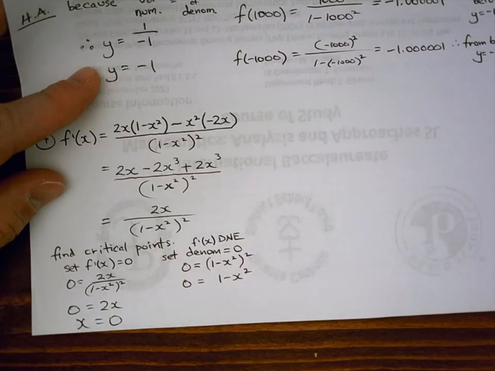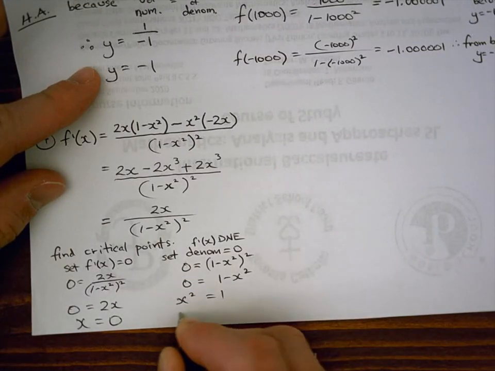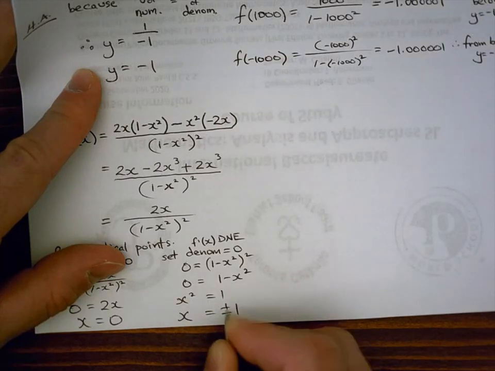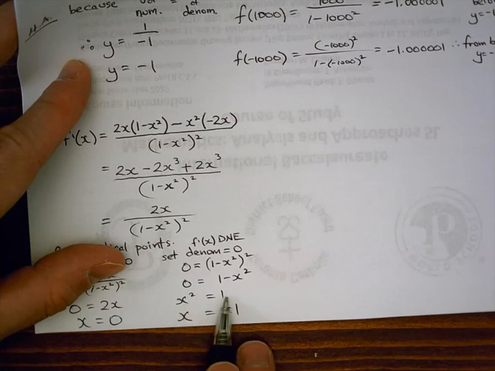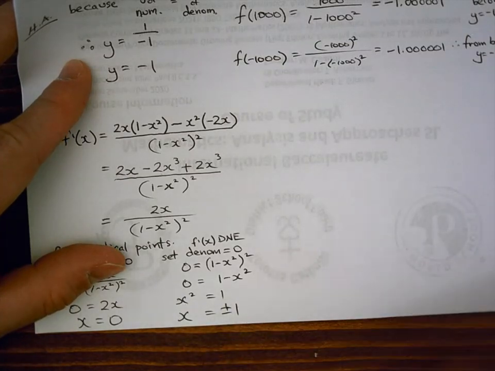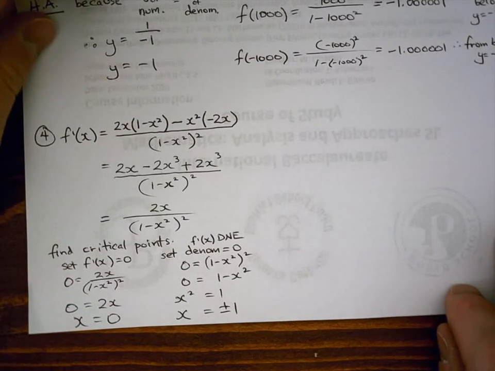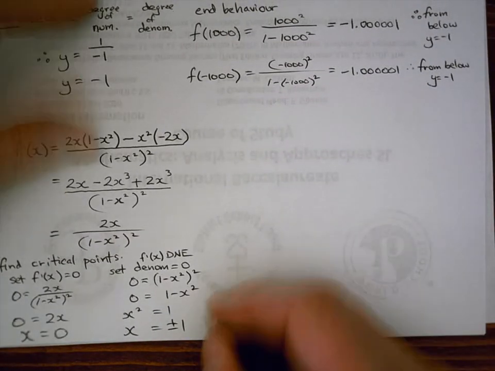Square root of 0 is still 0. I'm going to bring x squared to the other side, and so x is the square root of 1, so it's plus or minus 1, because the square root of 1 is both plus 1 and negative 1. Remember, there are two answers. It all comes together. Okay, so now I know my critical points. And from my critical points, I can use a sign diagram to find out some amazing things.